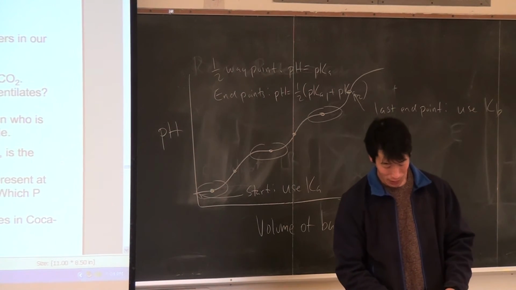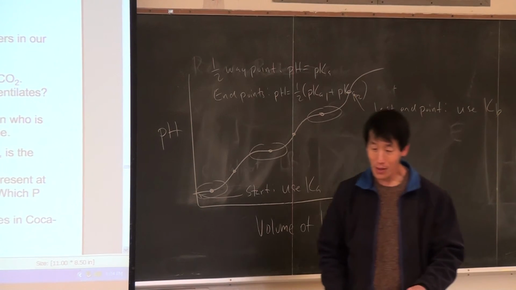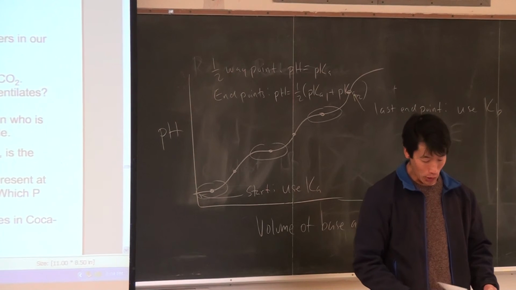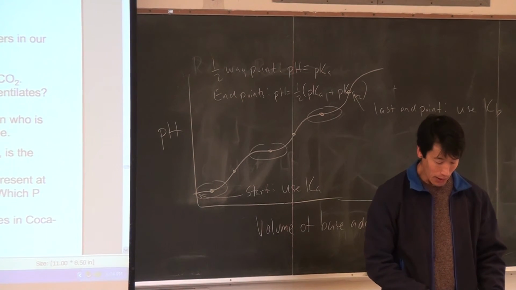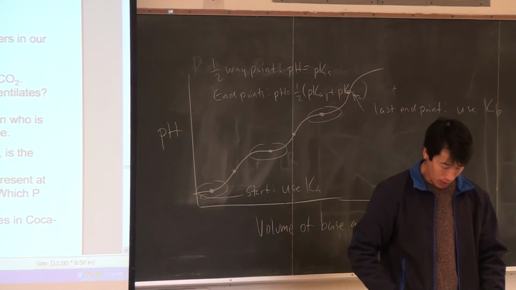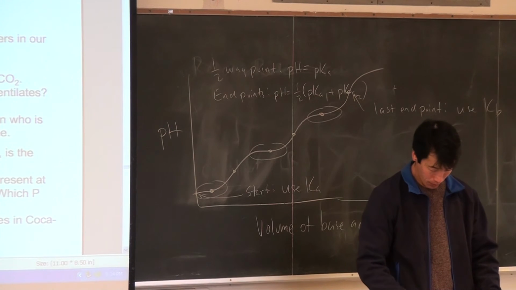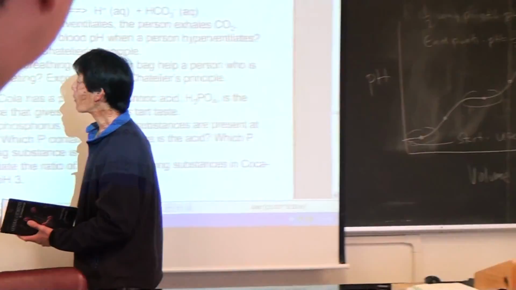Let's see, I thought I wrote it down. Okay, I guess we'll have to do some calculations. Let's take a look at the Ka values, and then calculate pKa. So table 16.4 on page 563 gives the Ka.